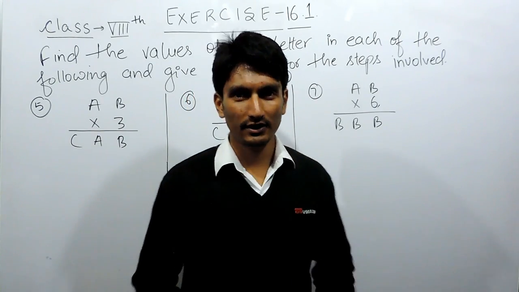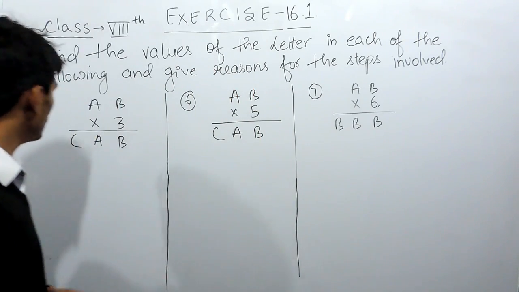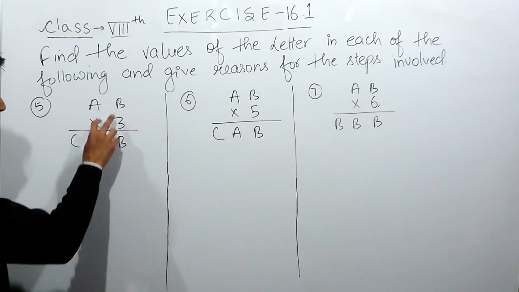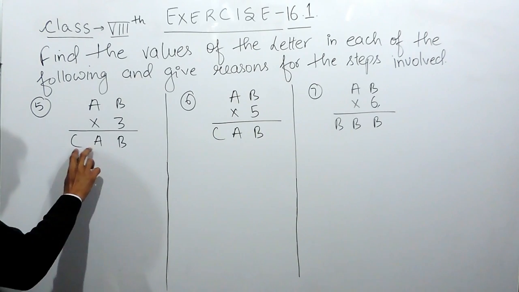Hello everyone, in this video we are going to solve questions number 5, 6 and 7 of exercise 16.1. In this, you have to find the values of the letters in each of the following and give reasons for the steps involved. So in this case you have to multiply AB with 3 and the result must be CAB.